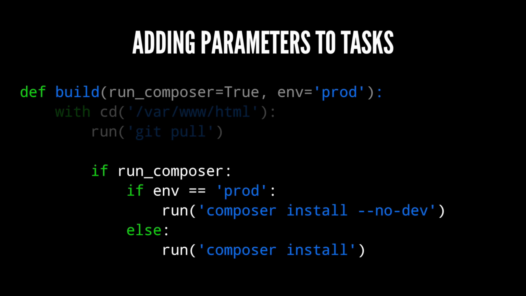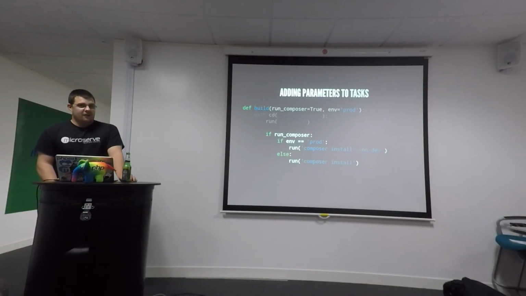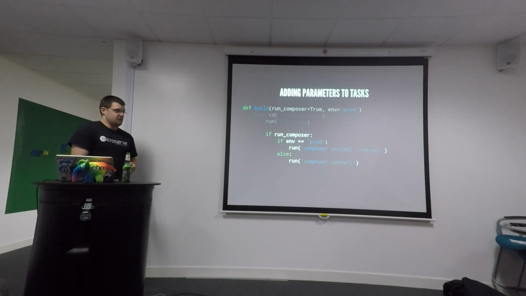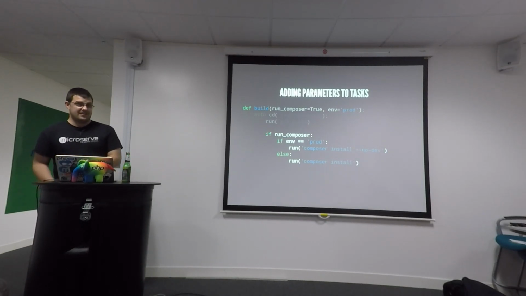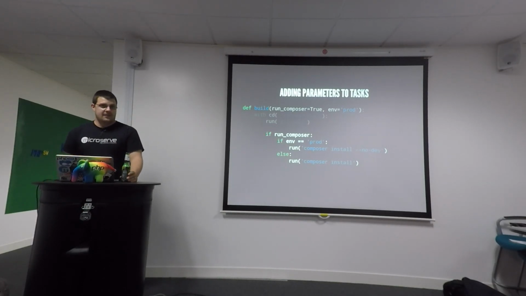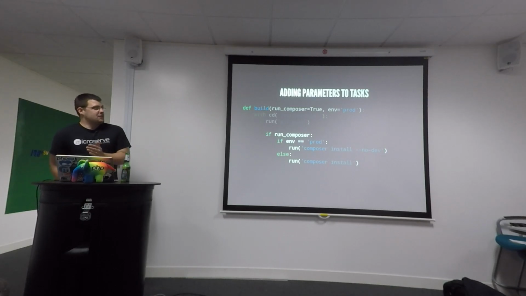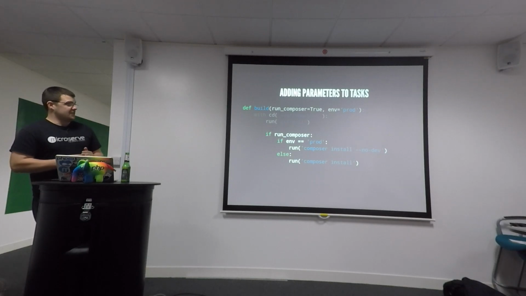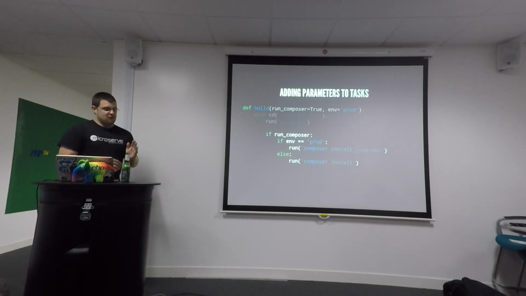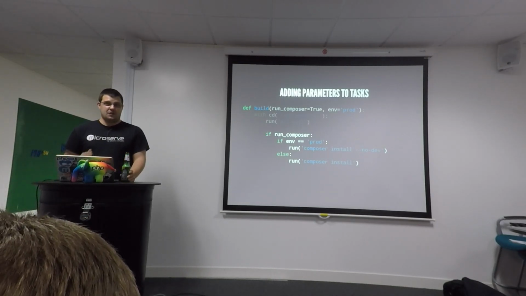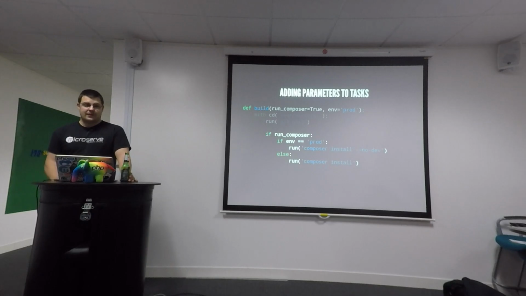We can add multiple parameters. In this case, if we wanted to add an environment parameter, we can set it to be production by default. And then we can use the environment to say use composer install or composer install no dev, depending on the environment. The nice thing I found about running these, different to PHP, is you don't have to include all the variables one after the other. If we wanted to say build and wanted composer to be true, we could only set env equals something else. As long as you reference them by name, they don't have to be in the right order, which I found was quite cool.